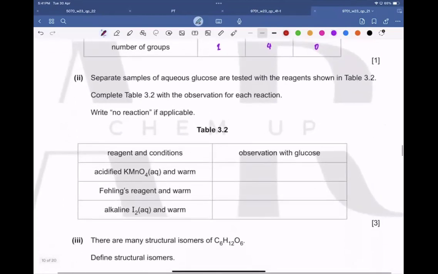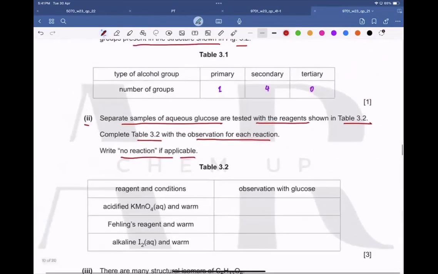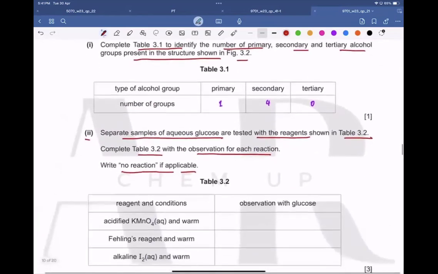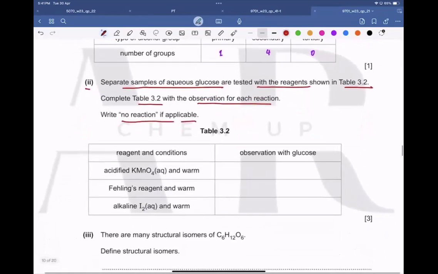Okay. Now part 2. Separate samples of aqueous glucose are tested with the reagents shown in table 3.2. Complete table 3.2 with the observation for each reaction. Write no reaction if applicable. Okay. With KMnO4, as the secondary and the primary alcohols both undergo oxidation, we know that there is a change in the color of the solution. Oxidation would occur, and it turns from purple to colorless.